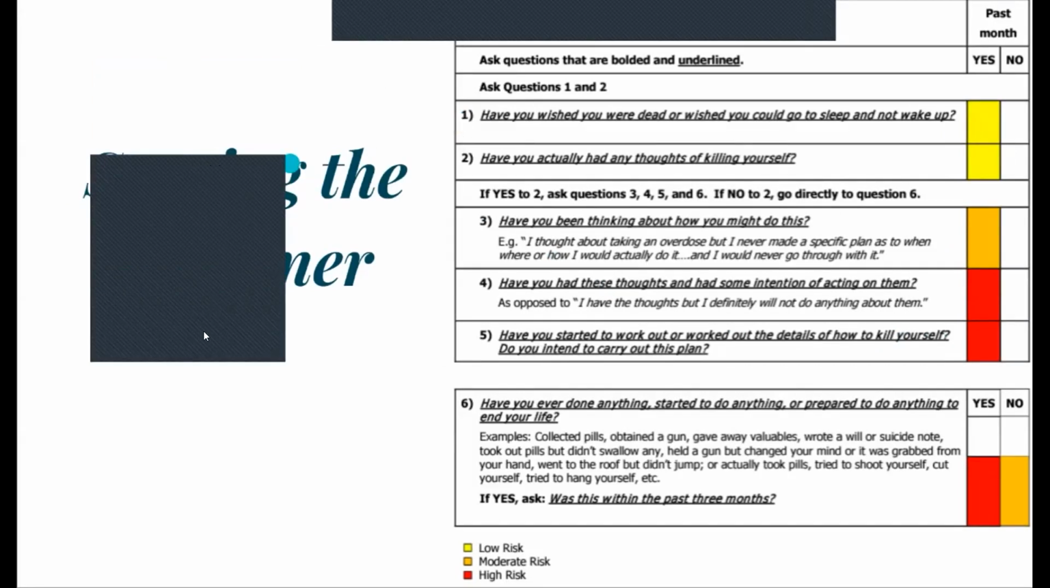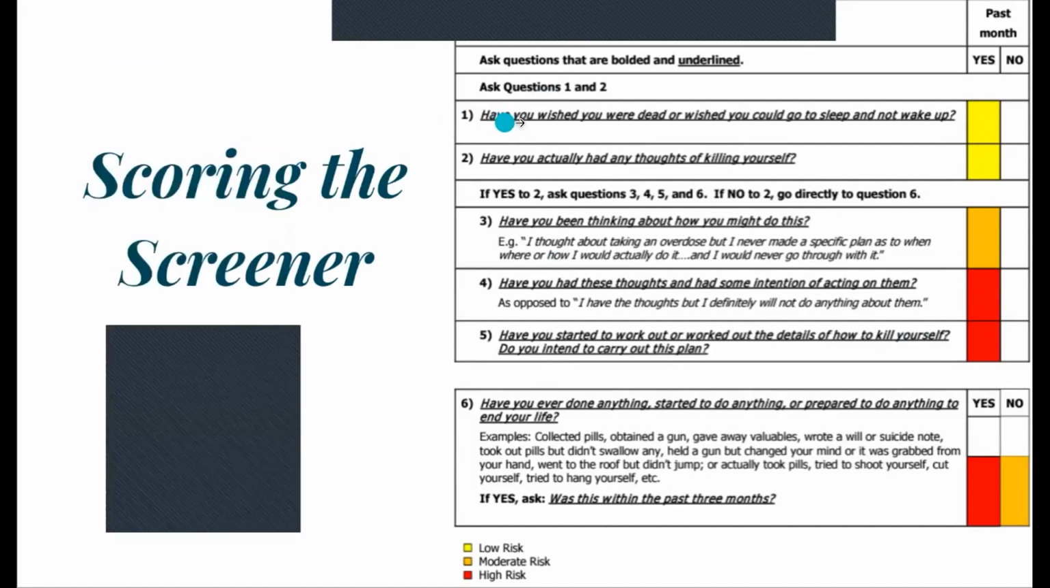So going back to the screener and how to score it. If you ask, have you wished you were dead or could go to sleep and not wake up, and they say yes, you're going to mark an X right here in this first box. I see your question, Angela, and I would assume it was an attempt unless you have information, unless they're telling you no.